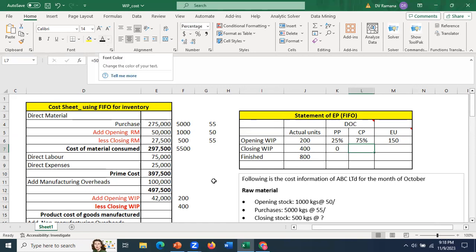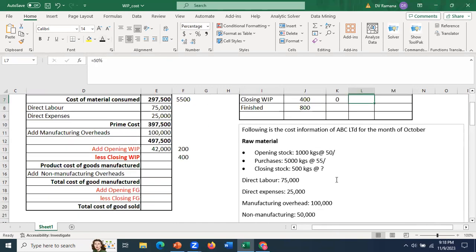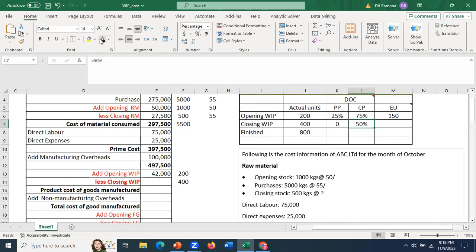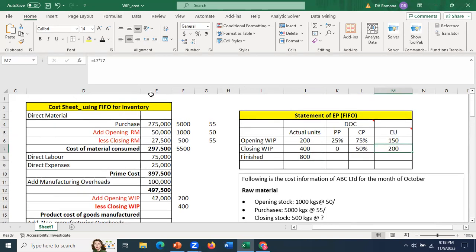And how much work has happened in the current period? It says 50% complete. So what is the corresponding equivalent unit? 200. So what is equivalent unit? It is the notional number of units substituted for actual number of units calculated on the basis of the degree of completion.